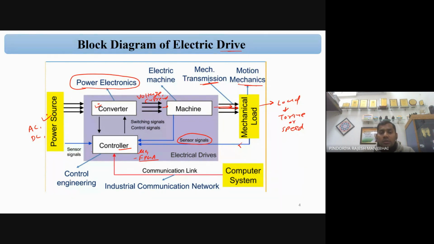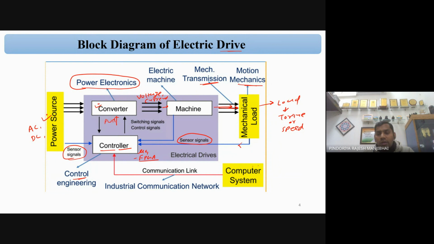This is the controller part, and the input of the controller is the torque or the speed, correct? So we can say the controller engine. This controller output goes to the converter to generate the PWM pulses. And this is the closed-loop system of your electric drives. Ultimately, we have to control the electric drive.